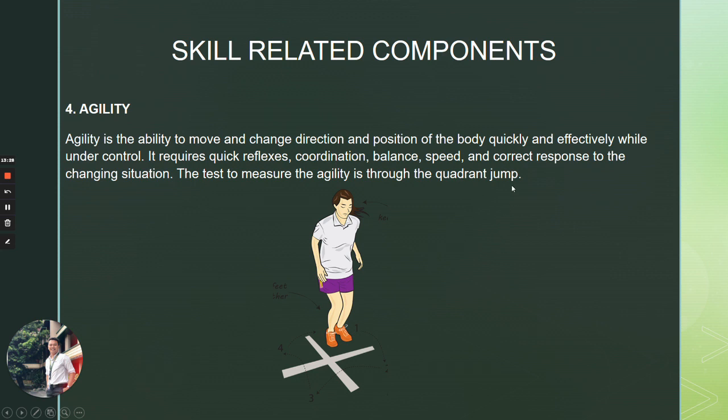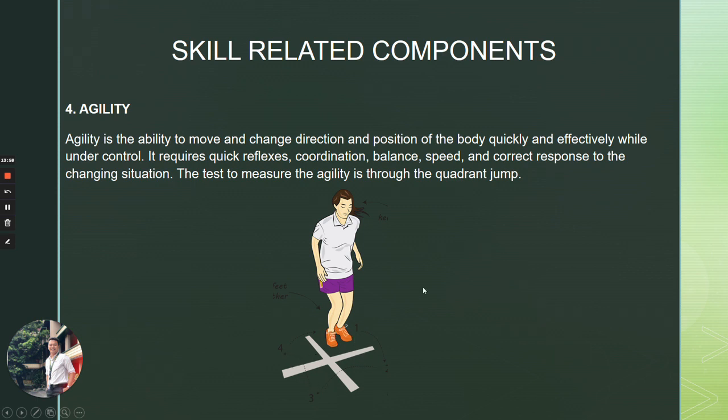Now, how do we do the quadrant jump? Kailangan mong mag-draw, or kung walang pang-draw, tape, pwede rin siya. Basta kailangan at least 24 inches ito siya. So, ang pattern niya is 1, 2, 3, 4. Kailangan mong lumukso dito. Lumukso, both feet. Then, kailangan may timer ka din. So, bibilangin mo kung ilan yung nalukso mo in 10 seconds. Okay? So, kailangan yun siya.